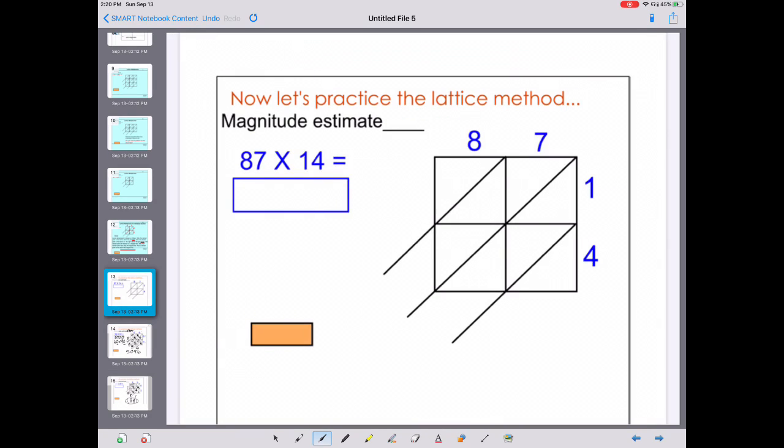You try this one first. Pause and see what you get. Make your magnitude estimate first. And come back and see if we agree.